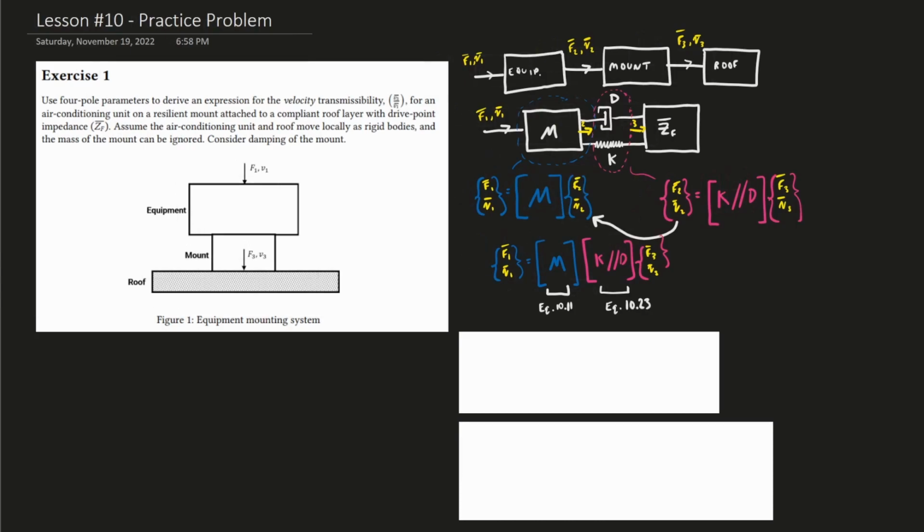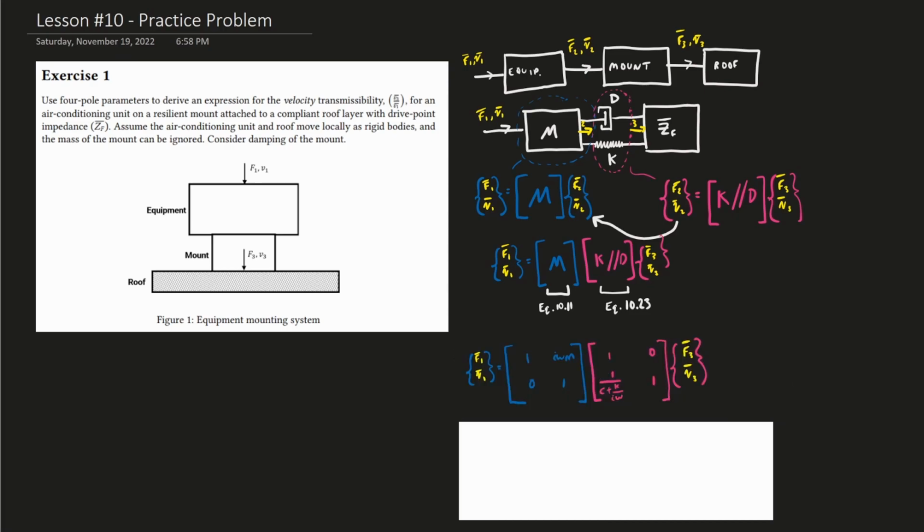To help keep things moving, I've gone ahead and worked through some of the upcoming matrix math off screen. If you'd like to practice doing the actual steps yourself, I encourage you to pause the video, give things a try yourself before watching the rest of the video. So our next step will be to actually plug in the matrices containing the 4-pole parameters for our mass and our spring and dashpot matrices using equation 10.11 and equation 10.23 in the notes. And that's what I've done here in this next step. Then we'll want to actually multiply these two matrices together.